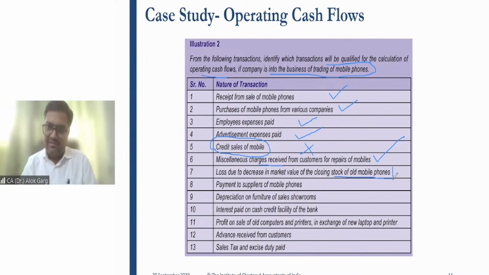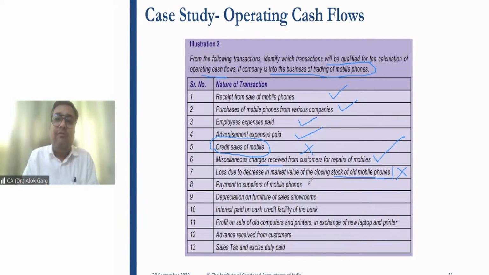You have a house, right? And your house was worth 1 crore rupees. The value of your house got reduced to 80 lakh rupees. So whether the market value has gone down or gone up, how does it matter? There is no cash movement. So no cash flows from operating activity.